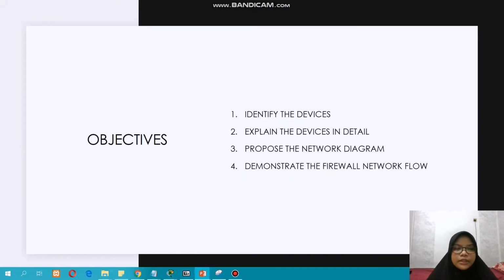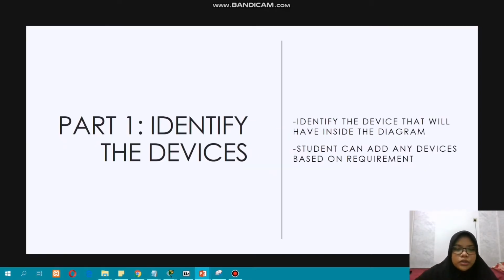So for the case study, the objectives are: first, identify the device; second, explain the device in detail; third, propose the network diagram; and last, demonstrate the firewall network flow. So go to part 1, identify the device.